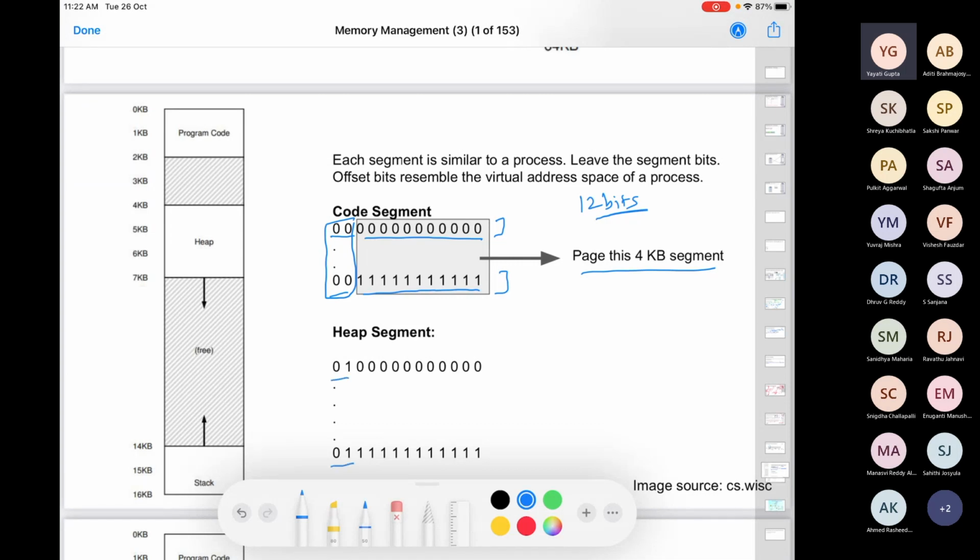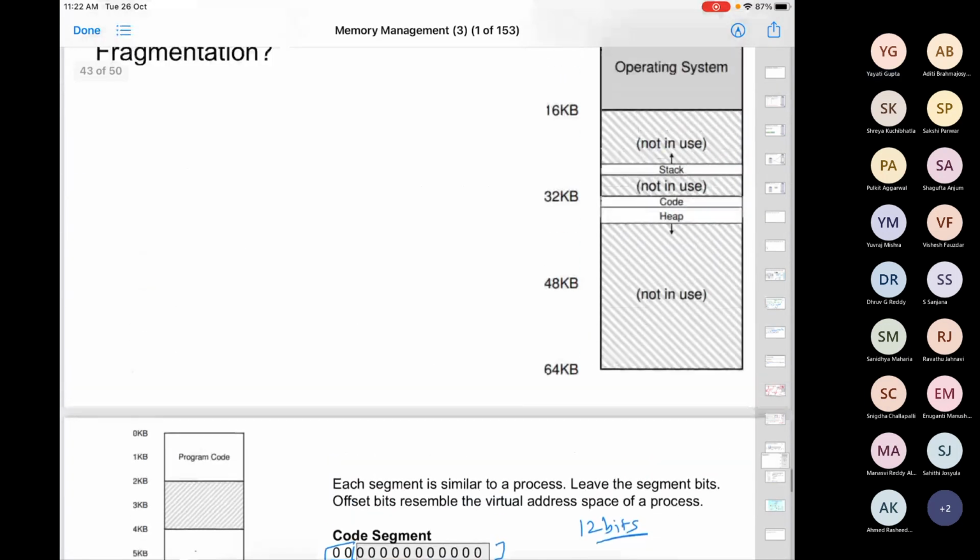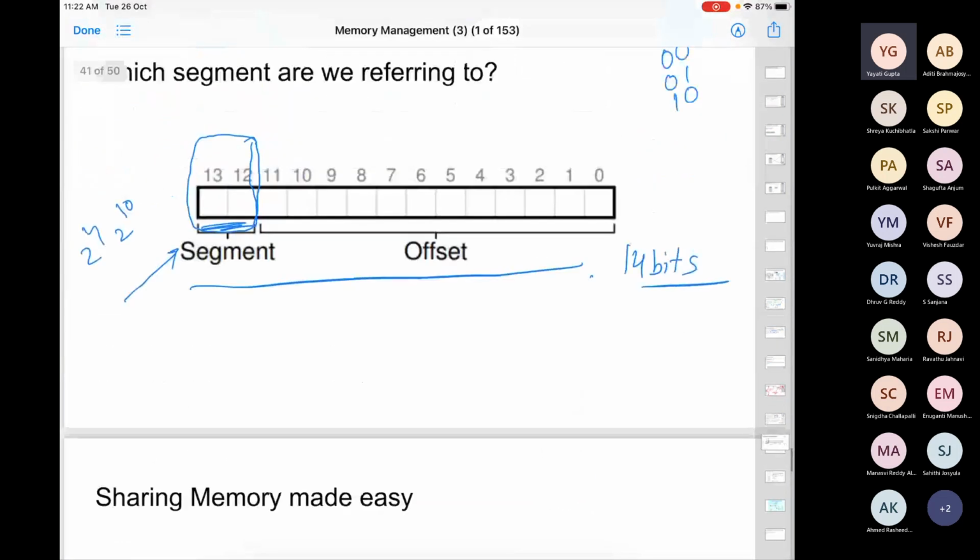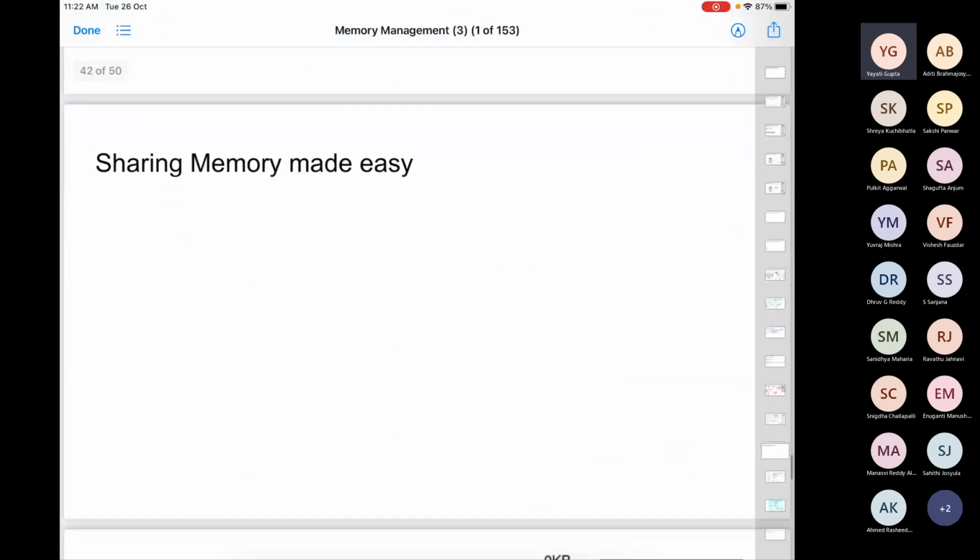Similarly, we can have a heap segment. These first 2 bits help us in identifying which segment we are talking about, and the remaining bits we are using as an offset. I'll come back to this figure, but before coming here, 2 things. Now you see the sharing of memory is all the more easier than paging here. Why?